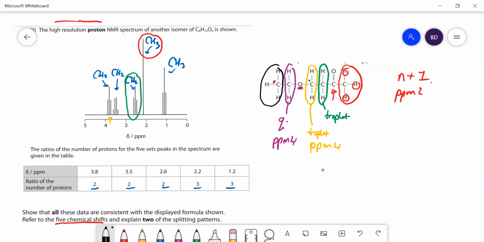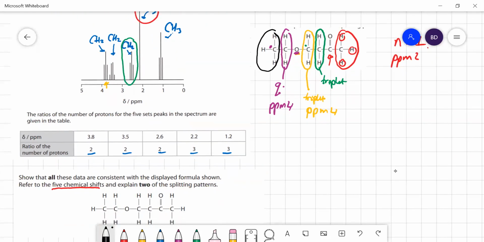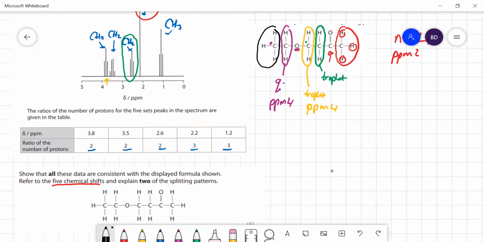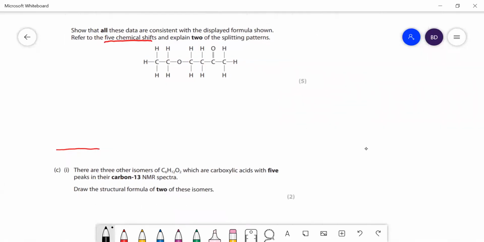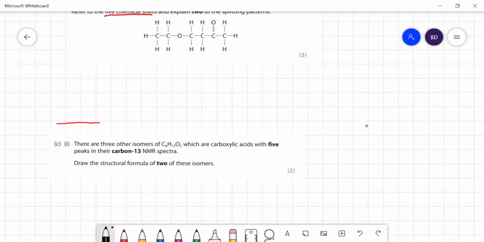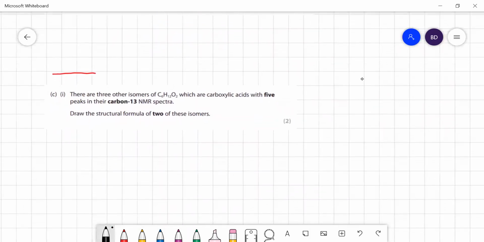Okay, that is going to be an integrated value of 3. It's not really near any electronegative group, so the ppm will be about 1, which it is. And you can see that it is split into a triplet because the carbon next door, the purple one, has got 2 hydrogens. Okay, again, you don't have to mention every splitting, but you do have to mention all 5 chemical shifts.